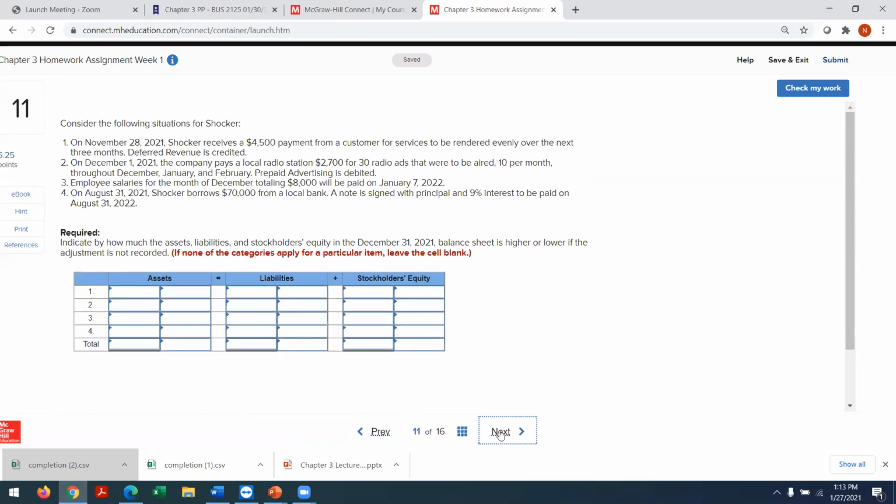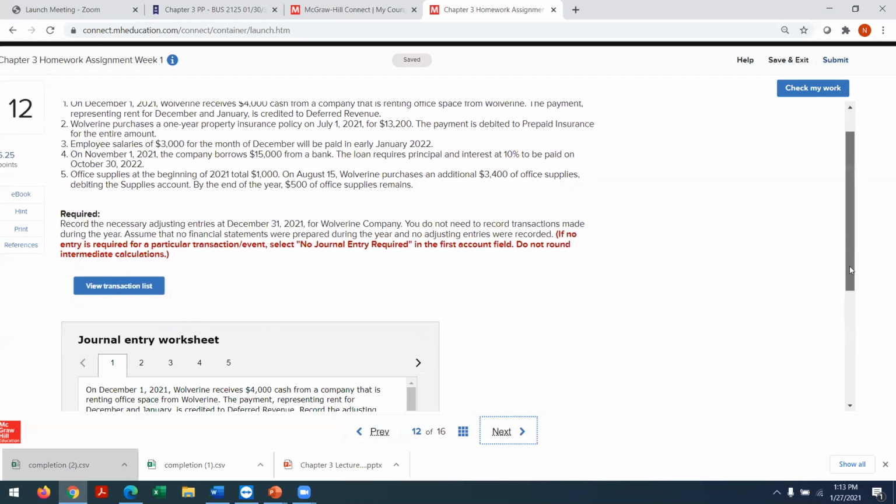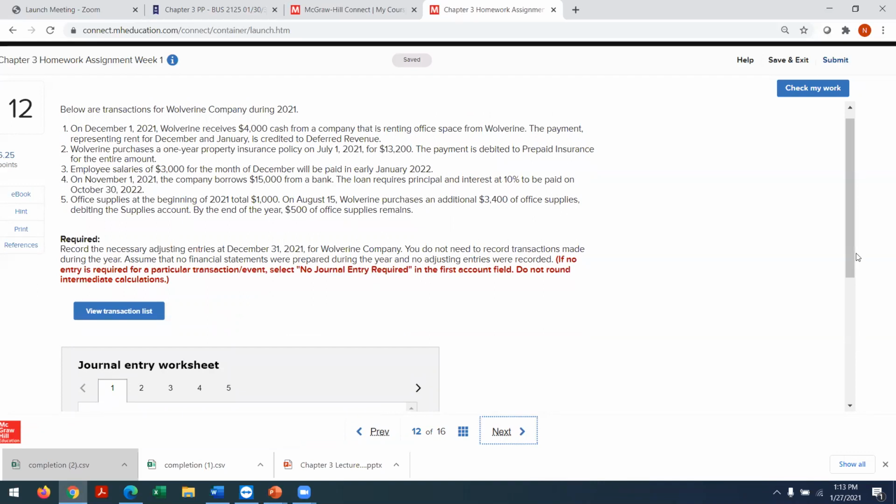Okay. Let's go over number 12. On December 1st, 2021, Wolverine receives $4,000 cash from a company that is renting office space from Wolverine. The payment representing rent for December and January is credited to deferred revenue. Record the necessary adjusting entries at December 31st for Wolverine Company.